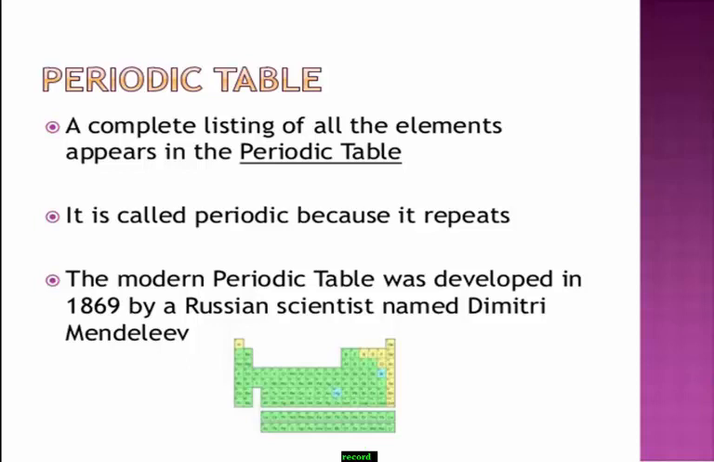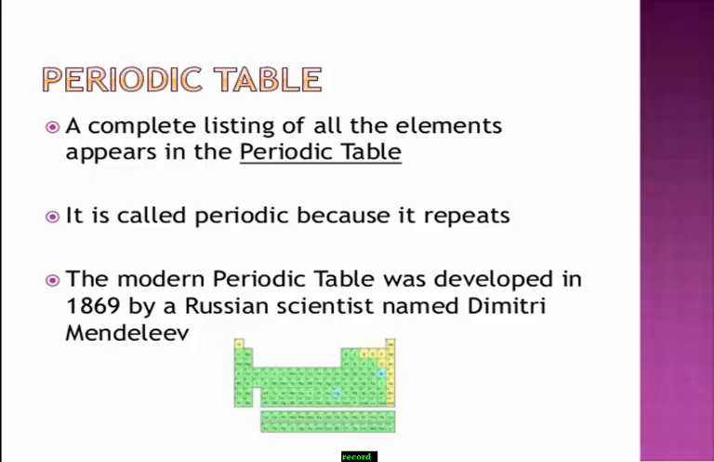The modern periodic table was developed in 1869 by a Russian scientist named Dmitry Mendeleev. Remember, this one is a very important basic point. Dmitry Mendeleev, he developed the modern periodic table.